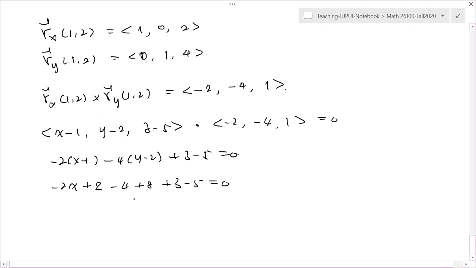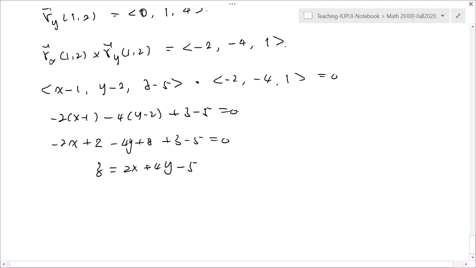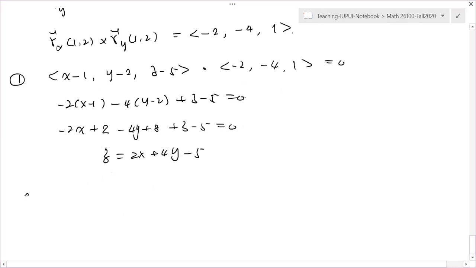Okay, so what kind of numbers do I have here? Okay, 10 minus 5. So z equals 10 minus 5 is 5, right? So z equals 2x plus 4y minus 5. Okay, so that's a graph. The graph of this function will be a plane, the tangent plane. Another way you can describe it is as follows.